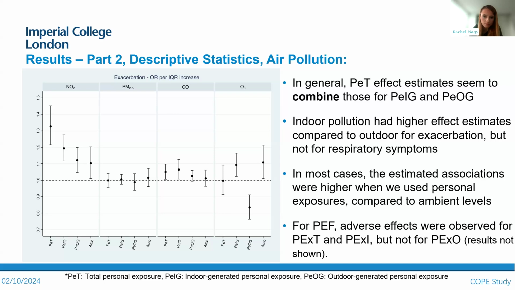In most cases, the estimated associations were higher when we used these personal exposures compared to using the ambient levels, because we had this information. And finally, for peak expiratory flow, we had adverse effects for total personal exposure and for indoor generated pollution, but not for outdoor generated pollution.